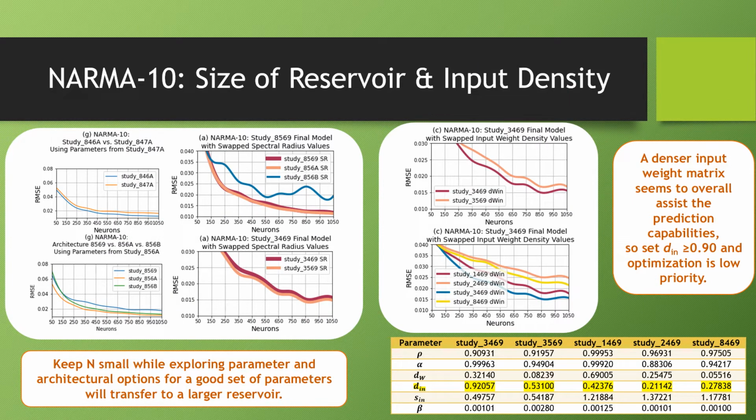One of the things observed from the various tests performed on the finalized model was that for all sets of parameters, increasing N decreases RMSE to some degree, which you can see in the graph on the left. It was also observed for this problem that a denser input weight matrix seems to overall assist in prediction capabilities, and one should keep a dense input weight matrix, and optimization is low priority. One can see in the set of graphs on the right that a denser input weight matrix decreases RMSE, where the values of observed model densities can be seen in the table.